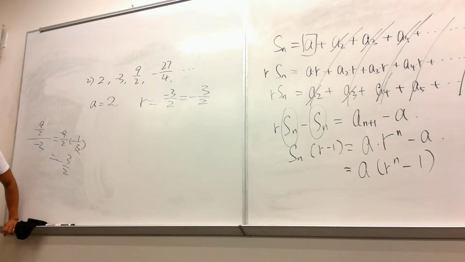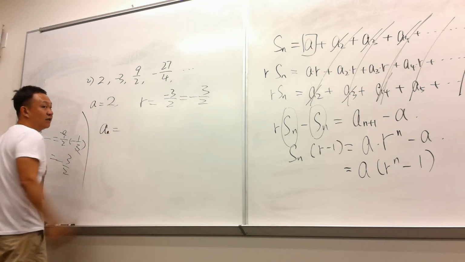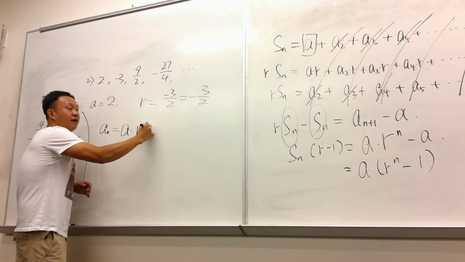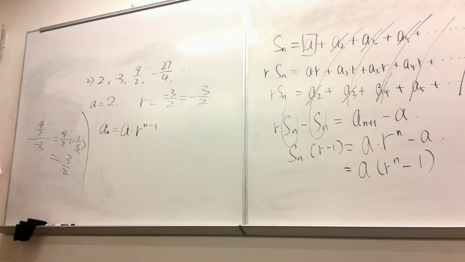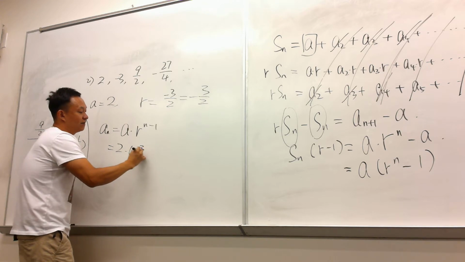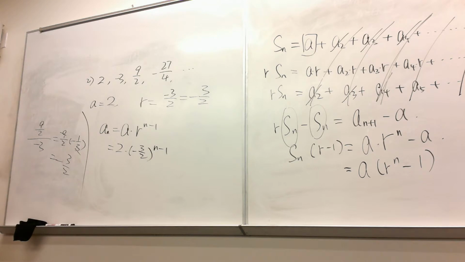You with me? And then with this A and this R, what's the next question? What is A sub n? What is A sub 6? Okay, so A sub n, guys, by formula equals A times R to the power of n minus 1, right? And then you plug in A equals 2, plug in R equals negative 3/2, and then to the power of n minus 1. And that's what I mean by A sub n. That's it, okay? So actually, guys, there's nothing you can do to simplify here. That's good enough already.